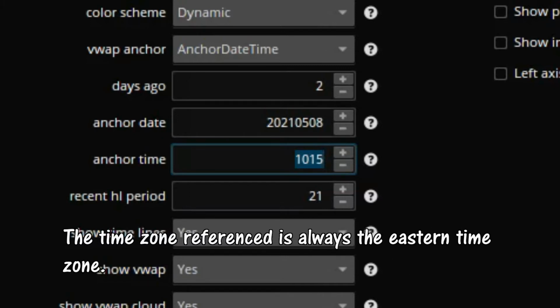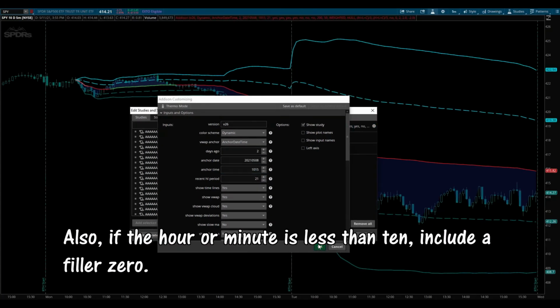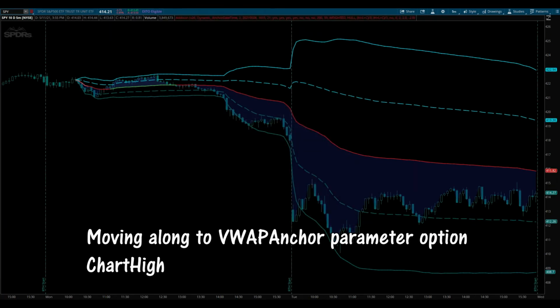The time zone referenced is always the Eastern Time Zone. Do not include any separators like a colon. Also, if the hour or minute is less than 10, include a filler 0.